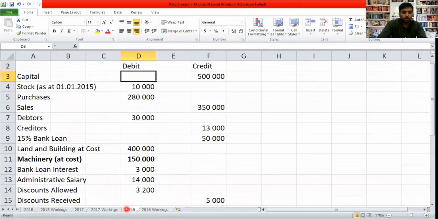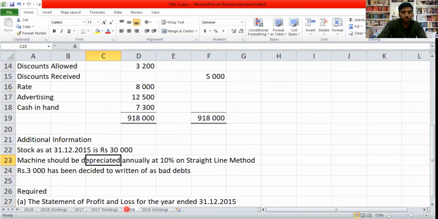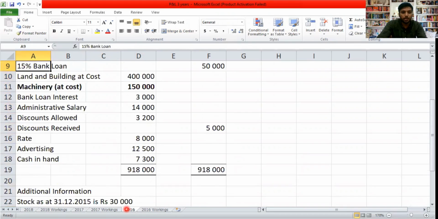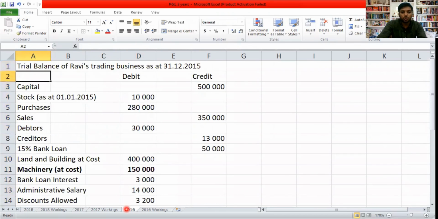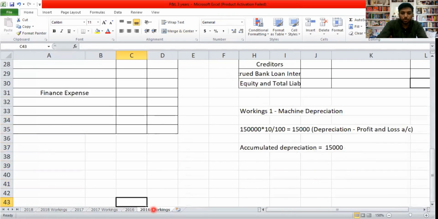For the third adjustment, what is the third adjustment I am given? 3,000 has been decided to be written off as bad debts. Do you have any bad debts here? There's no bad debts, so you need to take the debtors value 30,000 and deduct 3,000 as bad debts. So I'm going to take debtors value. I'm going to take 3,000. So let me show workings two.